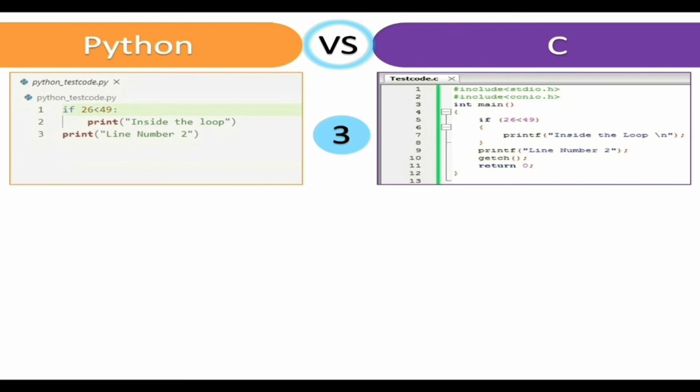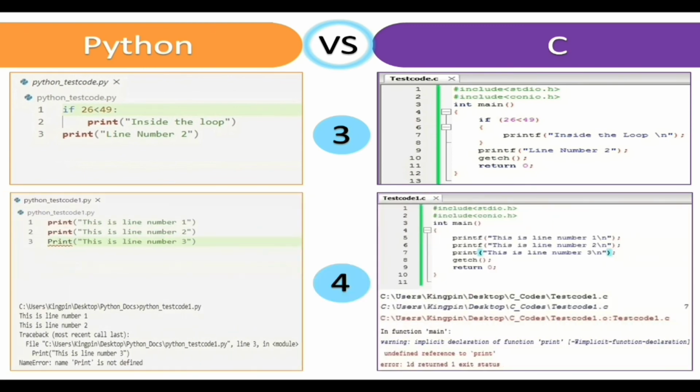We will get to know more about line indentation while we learn loops and function definitions, where indentation matters a lot. But for now, remember that C uses parentheses to define scope, while Python uses the concept of line indentation.